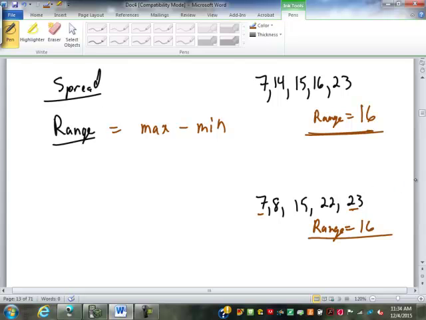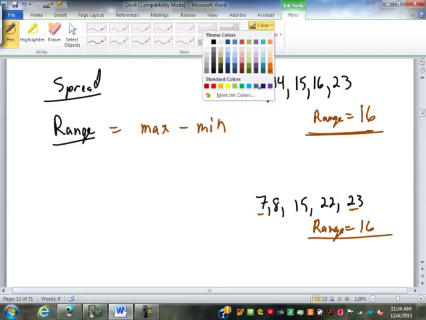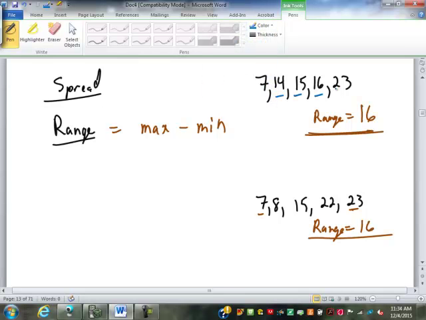But would you say they're spread out equally the same? No. This one up here, 14, 15, 16, right in the middle, all grouped together. Down here, the 8 and the 22 are out towards the ends. I would say this one is more spread out. So our range is not really an adequate description of spread. It doesn't distinguish between those two sets, and they're obviously not the same spread, not the same width.